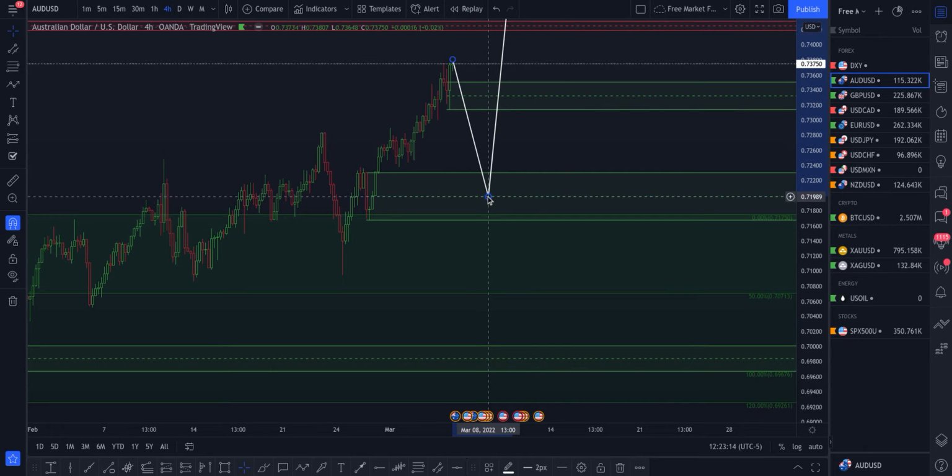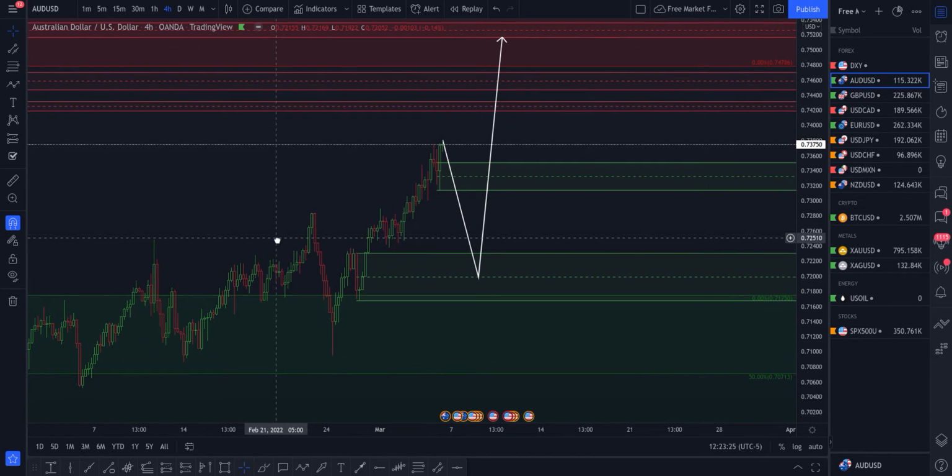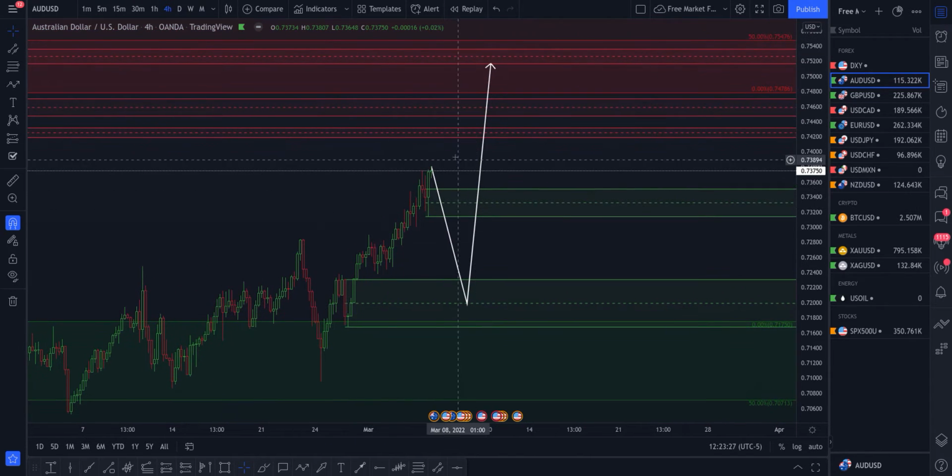Again, short-term institutional bias for AUD USD is long. We are on an uptrend because of the respecting of demand. So of course we'll be looking for a pullback, because we don't want to buy at the top, but we want to wait for the market to pull back.